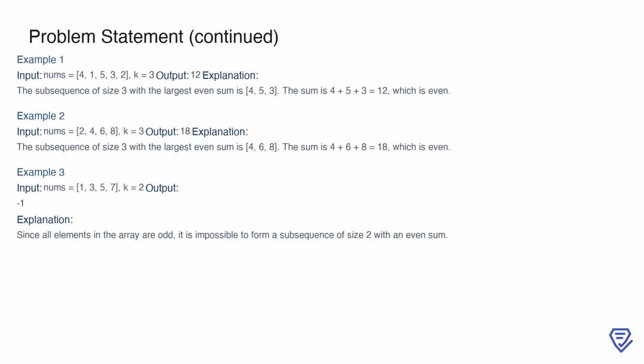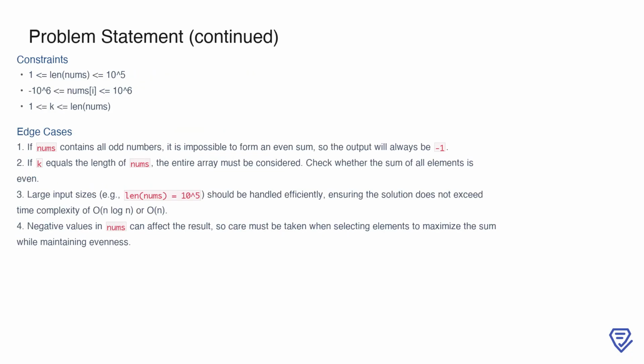Now, take the third example where nums is 1, 3, 5, 7, and k is 2. Here, no matter which two elements you pick, the sum will always be odd because all the numbers in the array are odd. Therefore, it's impossible to form a subsequence of size 2 with an even sum, and the output is -1. Now, let's look at the constraints and edge cases.